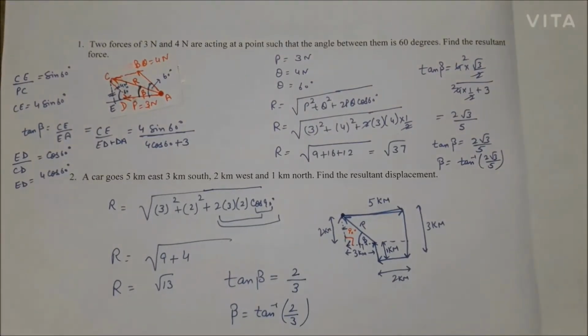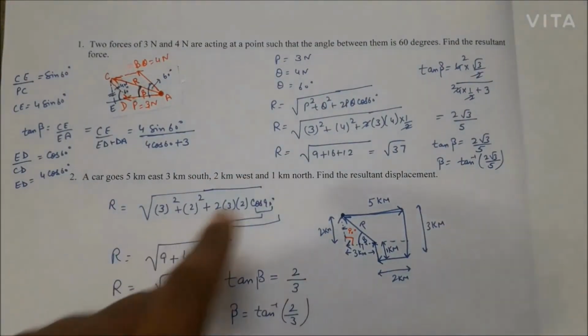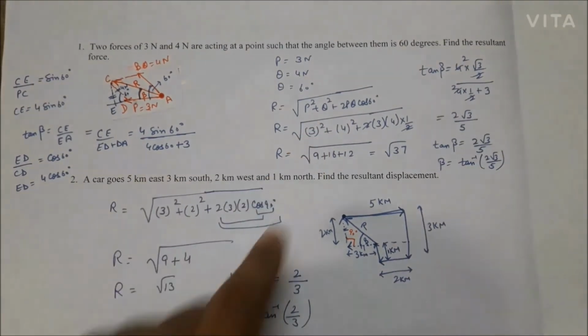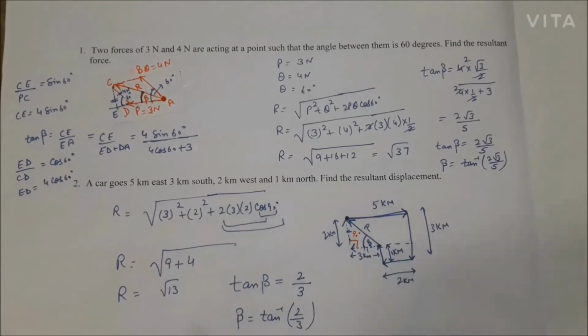Now let's proceed to the third numerical. I hope this is clear because I have directly used the terms. Instead of using P and Q or F1, F2, I am directly using the values here. Look, P is my this vector and Q is my this vector. So I am directly using the formula. So let's move to our next numerical.